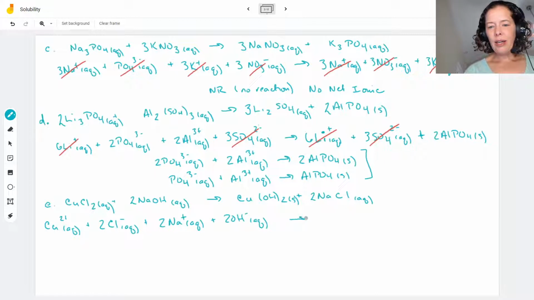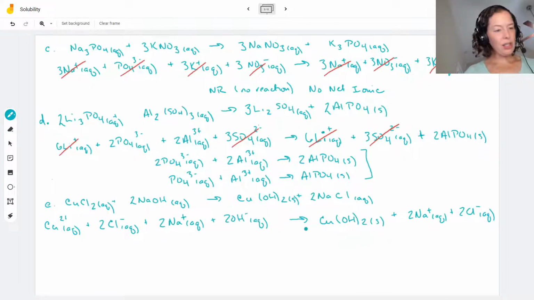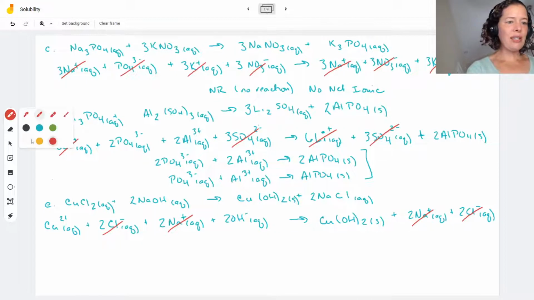All right, and now for products. Okay, so my copper 2 hydroxide just stays because it is insoluble, and I'm going to have 2 sodium cations and 2 chloride anions. Okay, great. And let's make sure it's balanced. So copper is balanced, 2 chlorides, 2 sodiums, 2 hydroxides. All right, so we're balanced. Let's get rid of those spectator ions so we can write our net ionic. So no, I'm not getting rid of copper, but I am getting rid of chloride. I am getting rid of sodium, and my hydroxide just stays there.